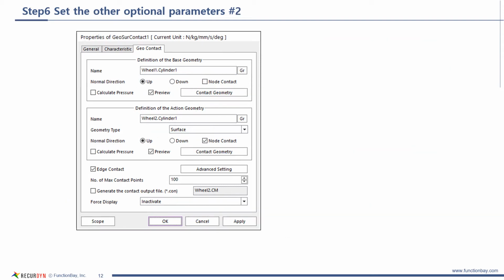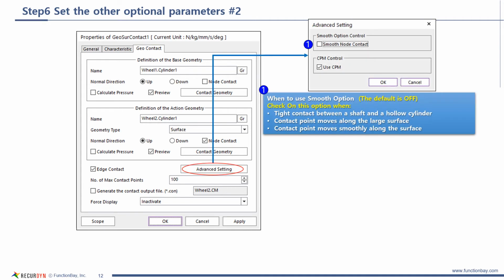There are two options in the advanced setting dialog, smooth node contact and CPM. I already explained what they are earlier. The default of smooth node contact is off. Use this option for the tight contact between a shaft and a hollow cylinder, for example, or if the contact point moves along the large surface.